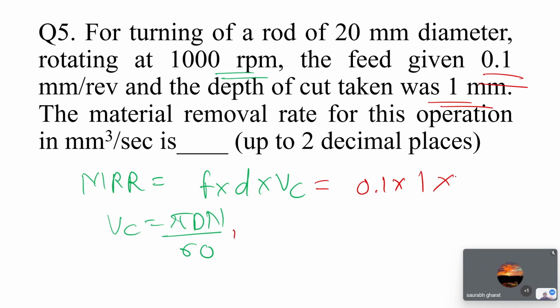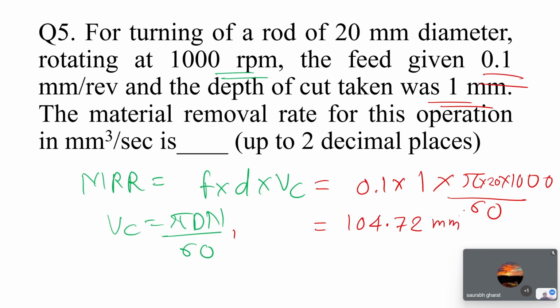And VC they have given again. So pi D N by 60, with D given as 20 millimeter. Just multiply, simple multiplication here, and 104.72 millimeter cube per second will be your answer.